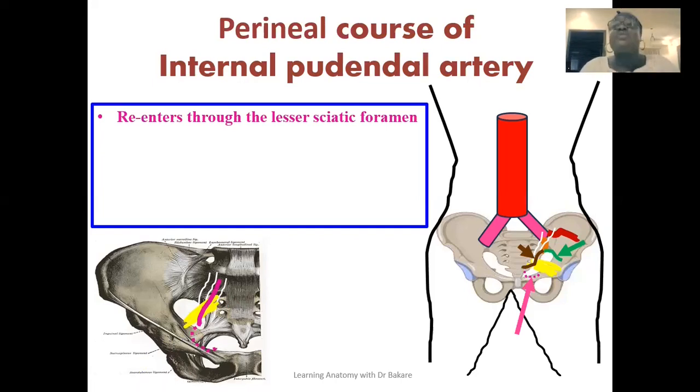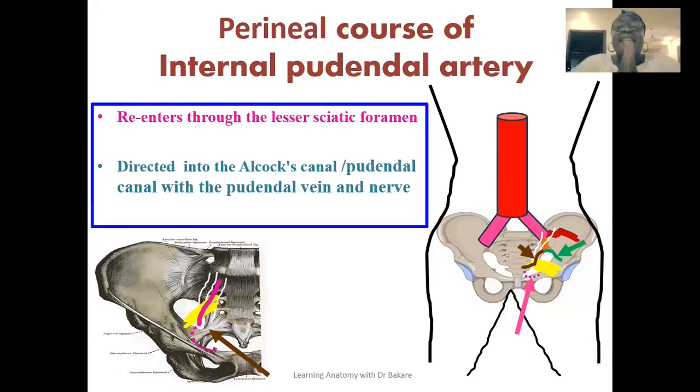It is then seen to find itself within the perineum. Upon entering the perineum, it is directed into the Alcock's canal, or the pudendal canal. The Alcock's canal or pudendal canal is located on the lateral aspect of the ischial fossa, around the posterior region of the perineum. This means that the internal pudendal artery will enter the perineum through its posterior region.